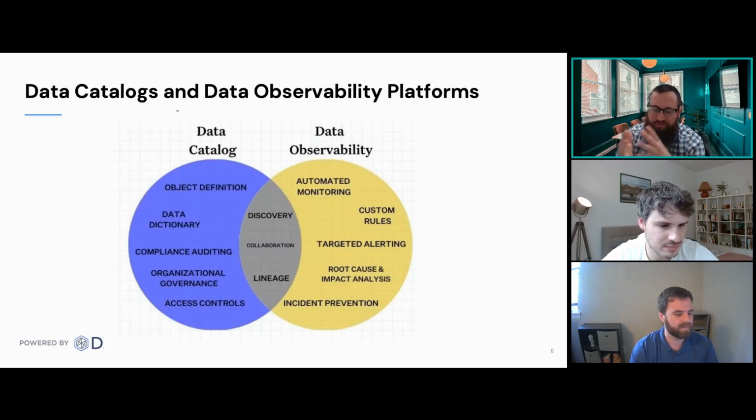So when organizations are choosing and implementing these catalog and observability platforms, what are some best practices for that? And maybe a follow-up to that too: how do you ensure that these tools are integrated into your overall data governance framework? Maybe either one of you can answer this one. What are some best practices, and how do we ensure that these tools are integrated properly and effectively into our governance framework?